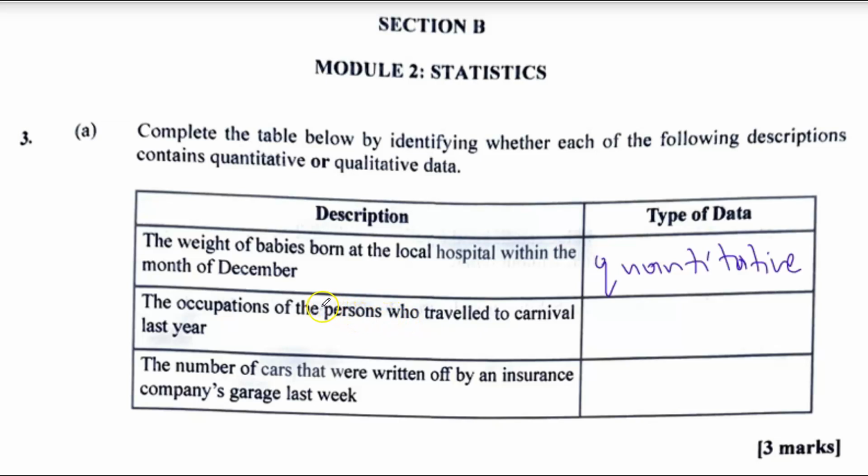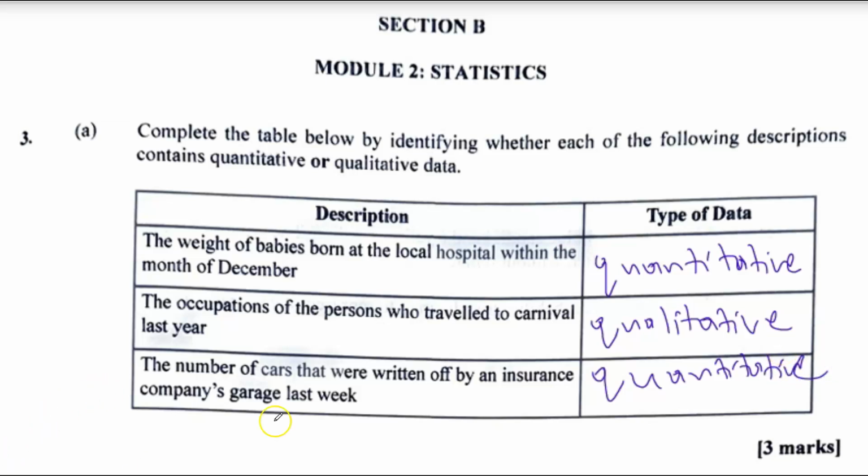The occupation of the persons who traveled to Carnival last year. Occupation, that's it, definitely qualitative. Occupation wouldn't have a numerical value, right? The number of cars that were written off by an insurance company garage last week, that carries a numerical value. So that's quantitative data.